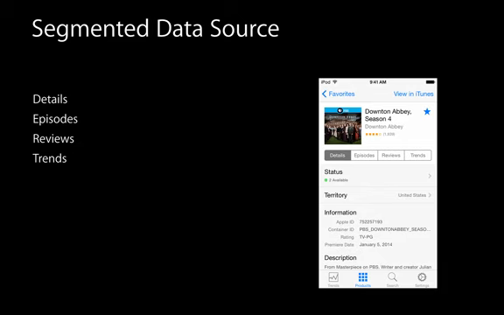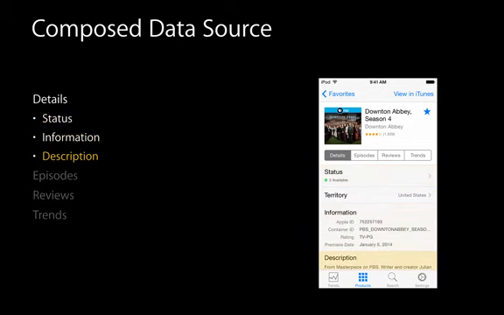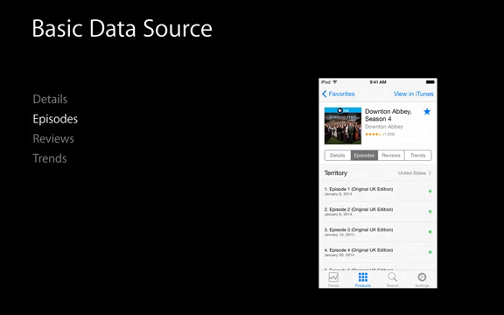Now, the details child data source is a composed data source. And it has children for the status section, information, and description. Each one of those is its own data source. The information was one of those key value data sources. The description is a special textual data source. And all of these are pulling information out of the product object. Now, episodes is just one of those basic data sources, because we've just got a list of episodes.